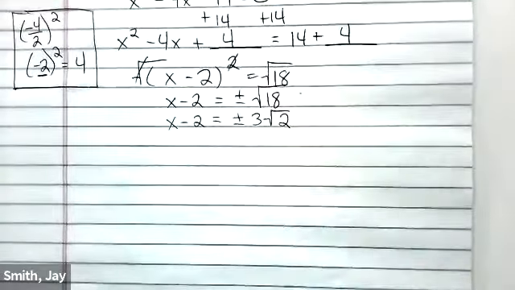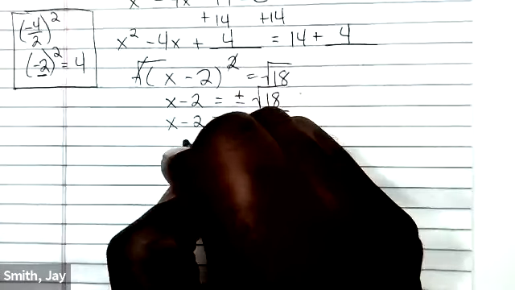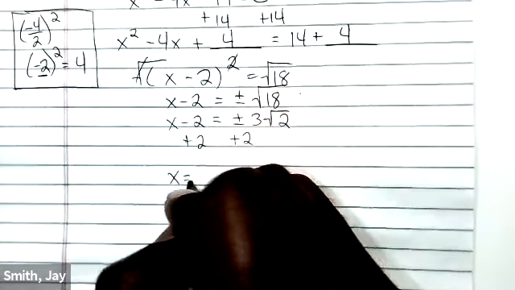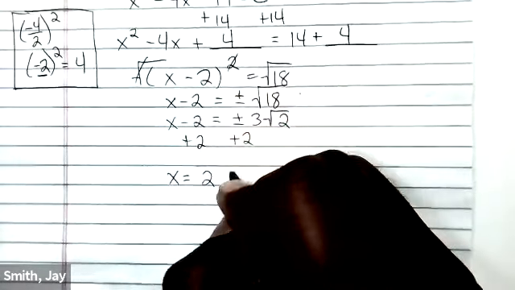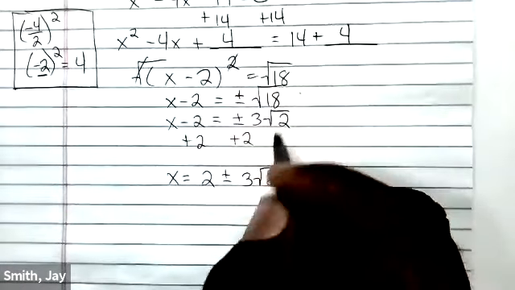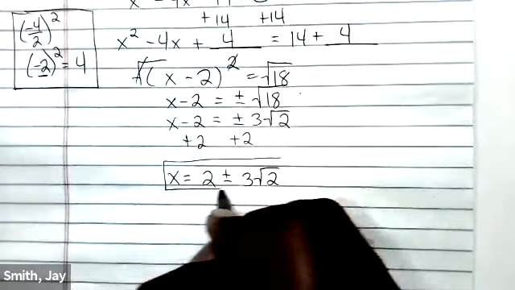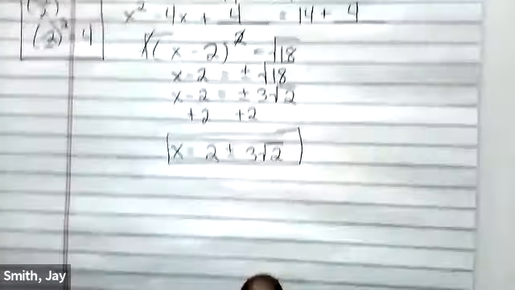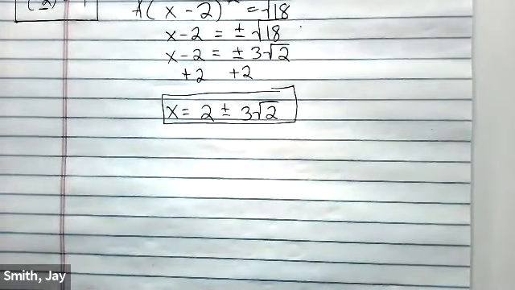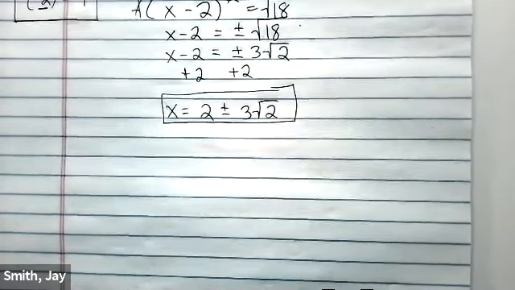Last step, get the x by itself. I'm going to add 2 to both sides to isolate that x. So our answers end up being 2 plus and minus 3 square roots of 2. Keeping in mind, this does represent 2 different answers: 2 plus 3 square roots of 2, and 2 minus 3 square roots of 2. All right. Any questions on the technique for completing the square?